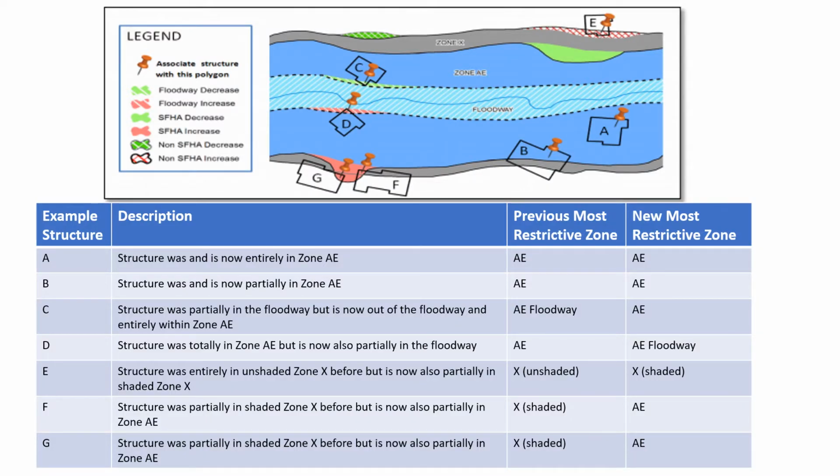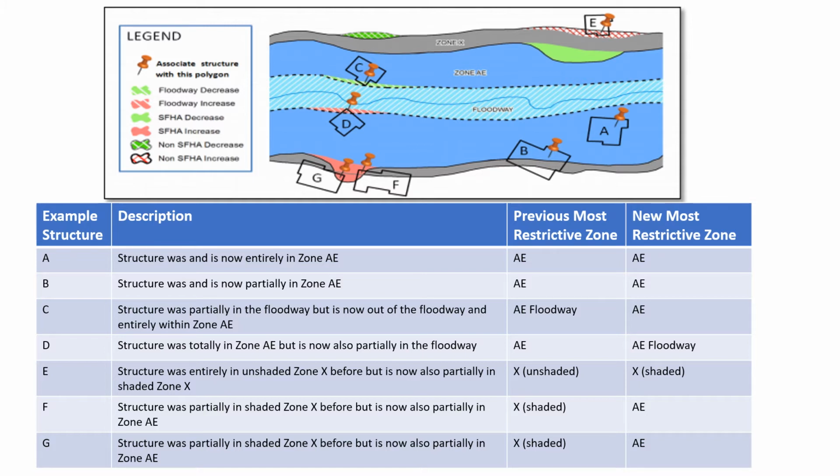This example shows various polygons with associated structures interacting with the CSLF. Structure A was and continues to be located entirely in Zone AE. Structure B was and continues to be located partially in Zone AE. Structure C was previously located partially in a floodway. Now it is located out of the floodway, but still entirely within Zone AE. Structure D was previously located entirely in Zone AE. Now it is located in Zone AE and a floodway.